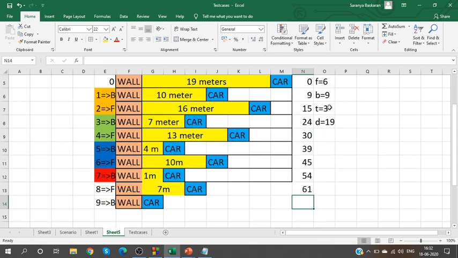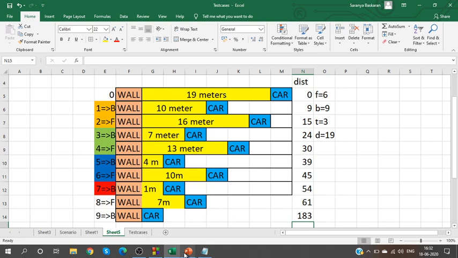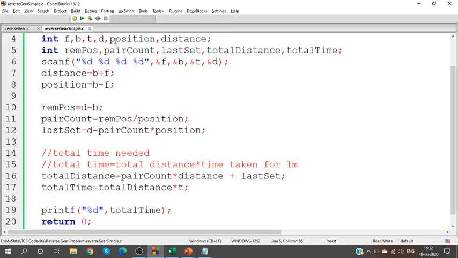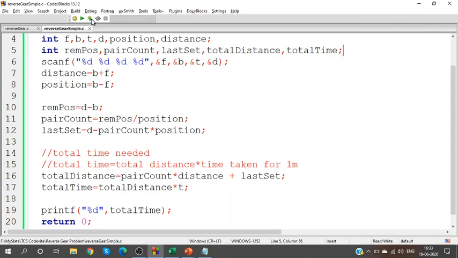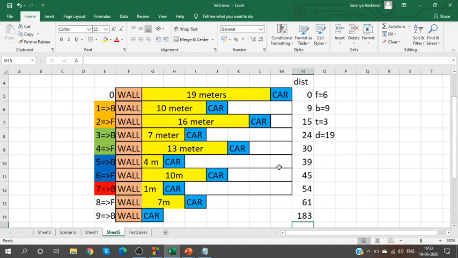For 1 meter we need 3 seconds. So for 61 meters we will need 183 seconds. Am I right? For 61 meters we will need 183 seconds. Let me check whether this works in our program. Okay, 6, 9, 3, 19. I get the answer as 165. The answer should have been 183.